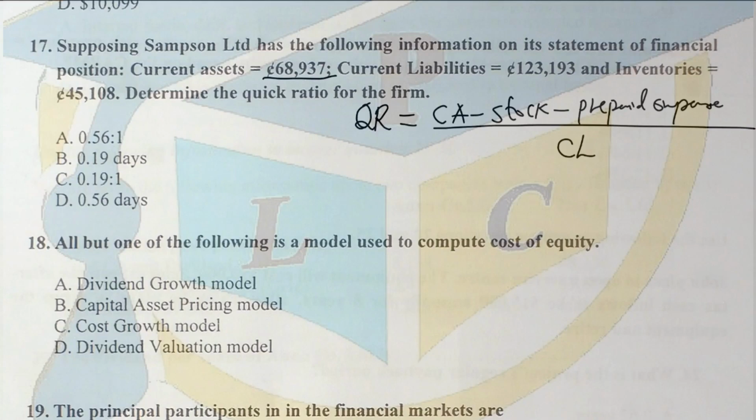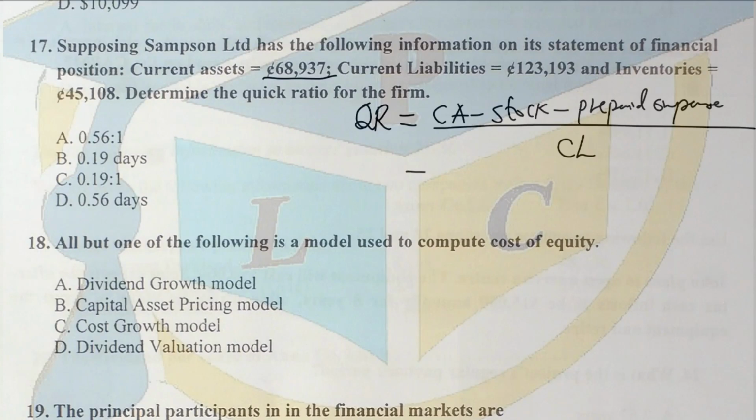With a quick ratio, we leave out the illiquid assets like stock and prepaid expenses, and we take into account your accounts receivable, your cash and cash equivalents, and other marketable securities like treasury bills, bills of exchange and those things. They are all assets that can be easily converted into cash quickly. So let's take note of that.